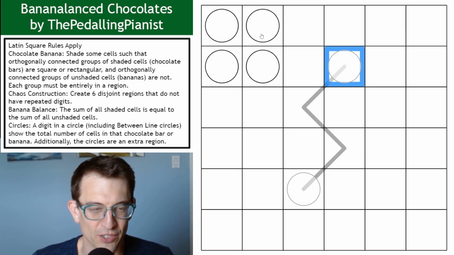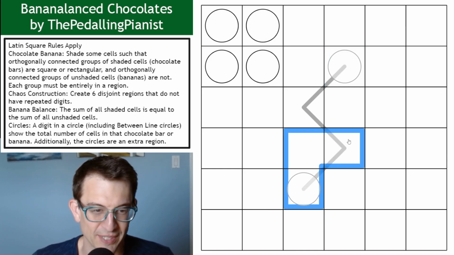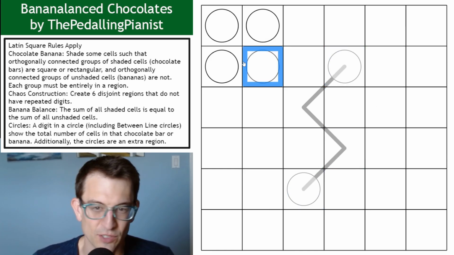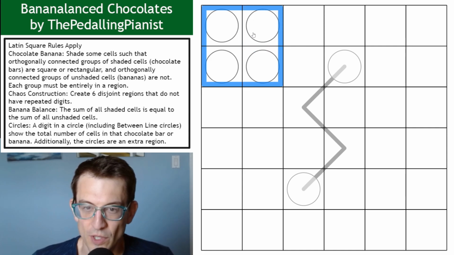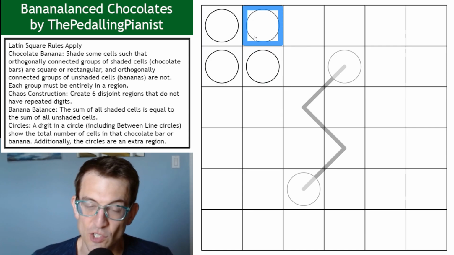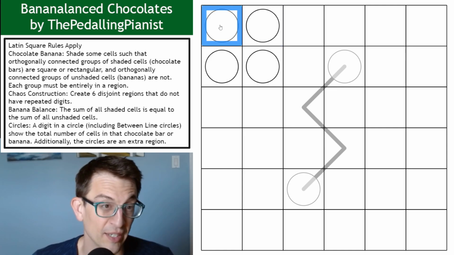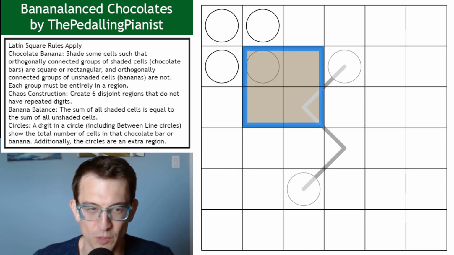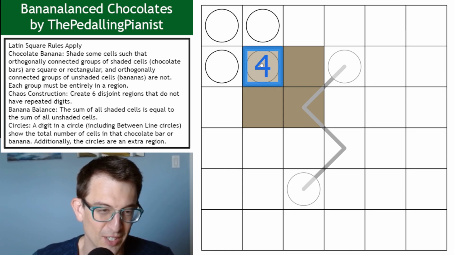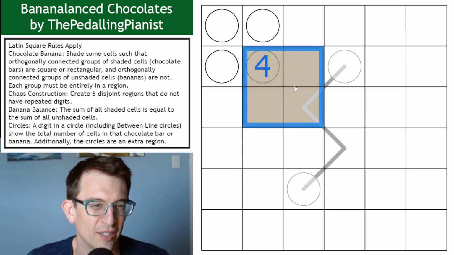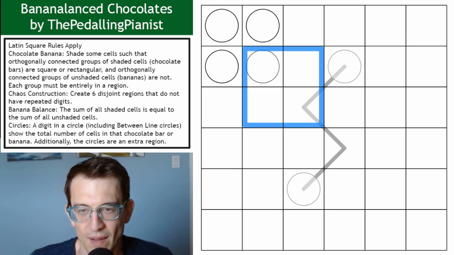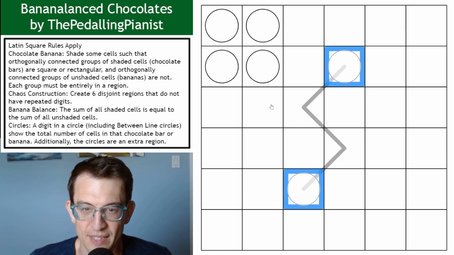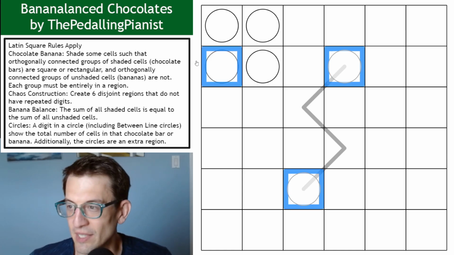Circles. A digit in a circle, including between line circles, so I guess this is a between line. So these 6 circles show the total number of cells in that chocolate bar or banana. Oh, okay. So that tells us what that is, but let's take here. Suppose this were a chocolate bar, a 2x2 chocolate bar. Then this would be a 4 because this, being a chocolate bar, would be combined with this 2x2. Additionally, the circles represent an extra region, i.e. they contain the digits 1 to 6 once each.